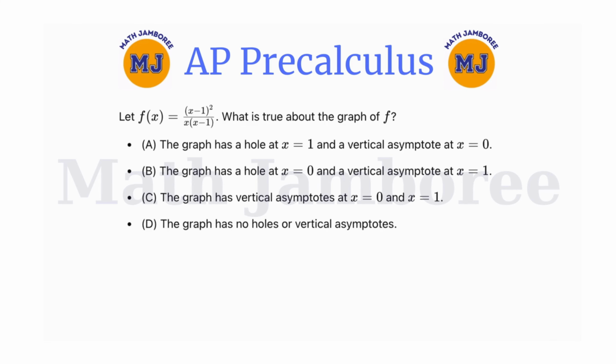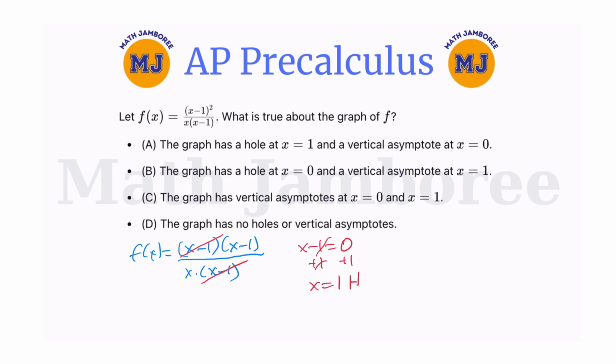So, to solve this question, I'm going to rewrite the expression. (x minus 1) squared means (x minus 1) times (x minus 1). In the denominator, we have x and (x minus 1). A hole occurs when you have two expressions canceling each other out from the numerator and the denominator. To find the hole, we solve this expression for x by making it equal to 0. We add 1 to both sides, and x equals 1. So there is a hole at x equals 1.